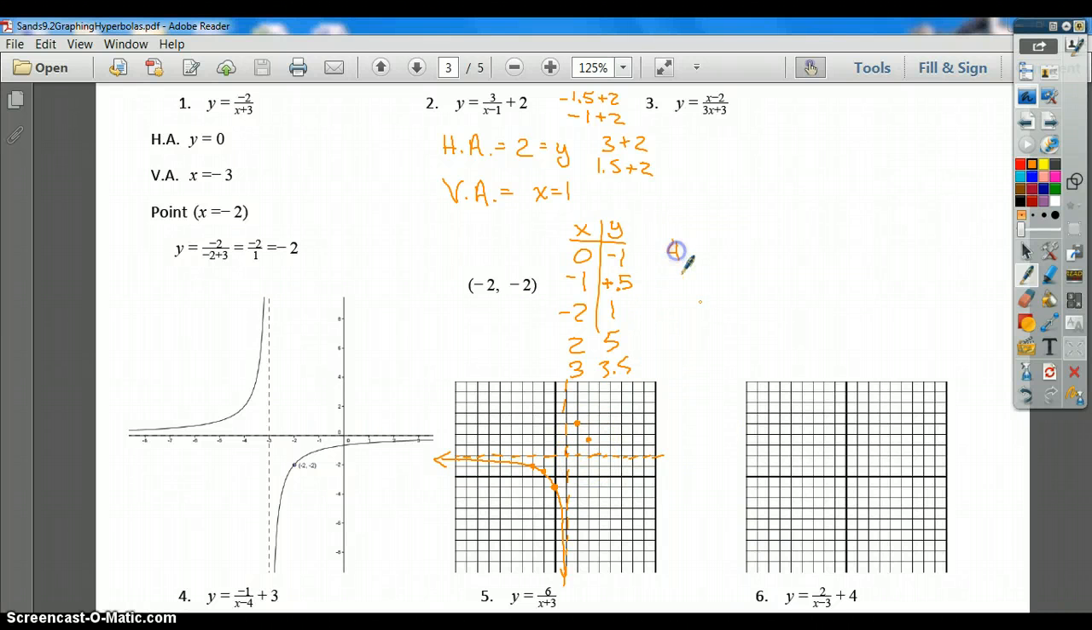And then I'm going to put 4 in. So that would be 3 over 3, so that would be 1 plus 2 is 3. So 4, 3. Again, you can see I'm coming from up top and then leveling out. That would be your graph for number 2.